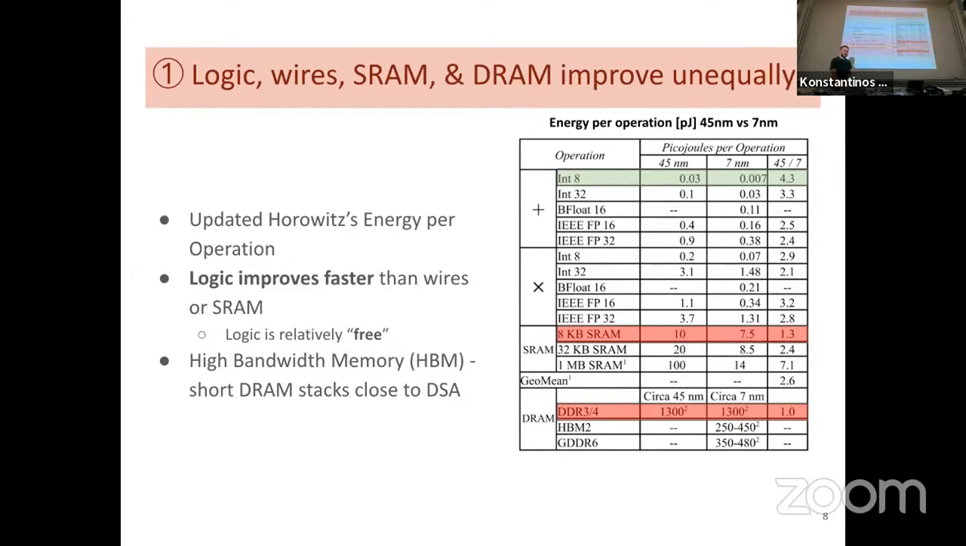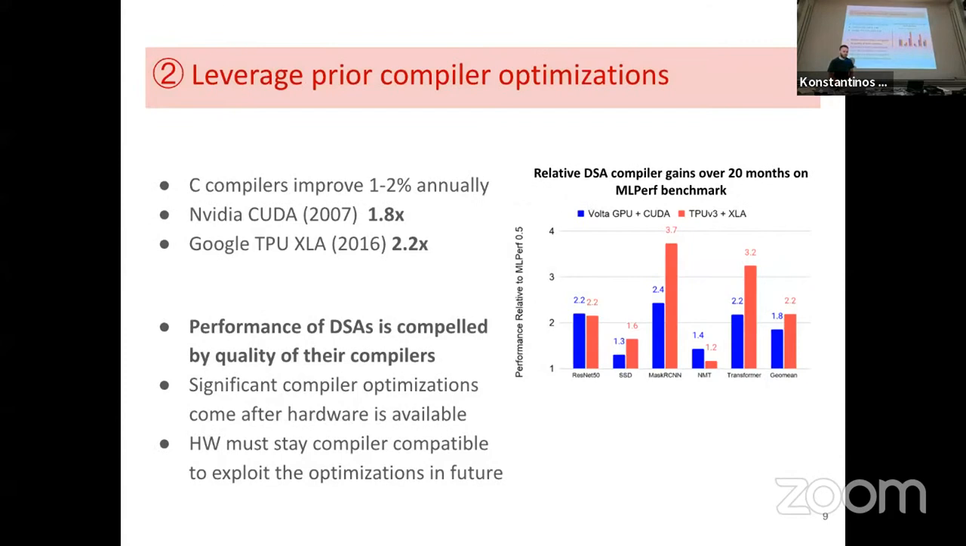An example of this is high bandwidth memory, which essentially places DRAM stacks very close to the chip and connects them to the core with a high bandwidth bus. And this gives you much better efficiency compared to, for example, standard DRAM chips. So use logic where possible.